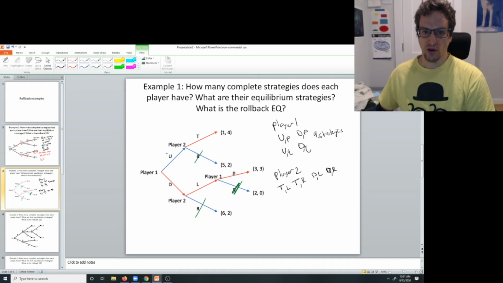And player 1 is going to pick D. So the rollback equilibrium is 3, 3. And that means the equilibrium strategy for player 1 is going to go D and it's going to go P. So this is the equilibrium strategy. For player 2, the equilibrium strategy would be that they would go T if it's here, or they would go L. So TL is their equilibrium strategy.